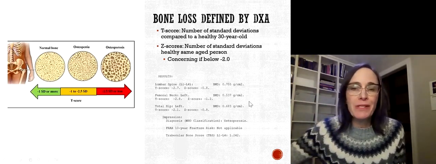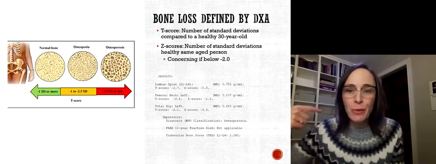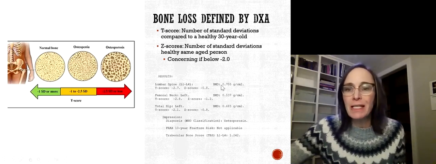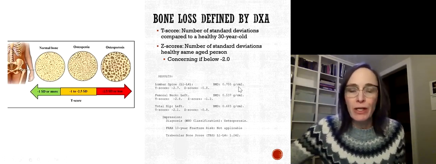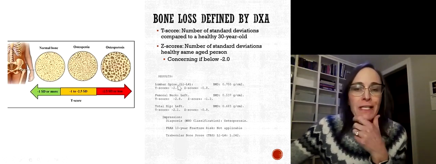So you can see here my example. This is just the results section of a bone density test that I would get at work. So I cut half of it out, but basically what you can see is that they record the BMD, which is the bone mineral density in grams per centimeter squared. They're going to report a T-score as well as a Z-score. So if this patient was under 50, you would look at the Z-score. But if they're over 50, you're going to look at the T-score.